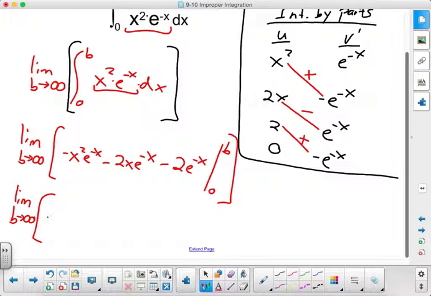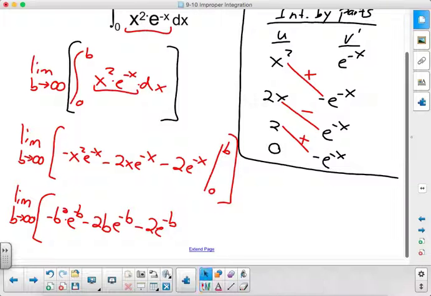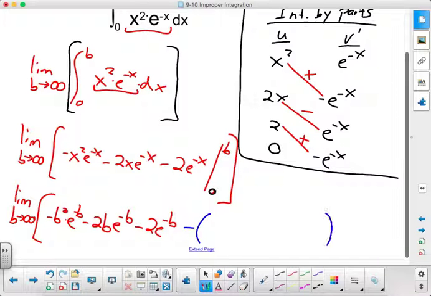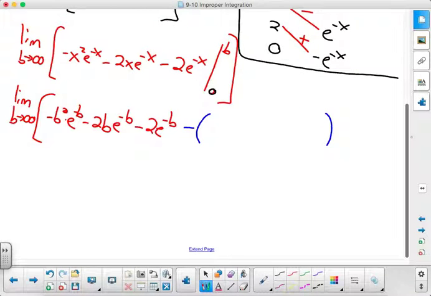If I plug in b, I'm going to have negative b squared times e to the negative b, minus 2b e to the negative b, minus 2 times e to the negative b, right? All of that. Now what do I have to do with the 0 piece? Minus 0. So it'll be minus, and then this quantity, I'll put this in parentheses.